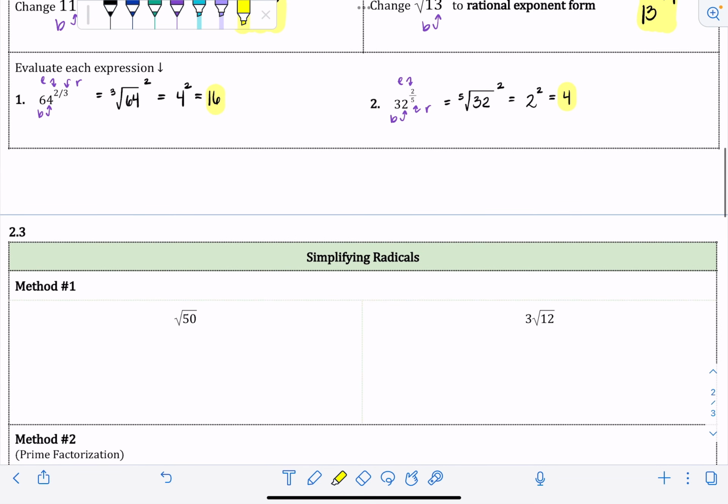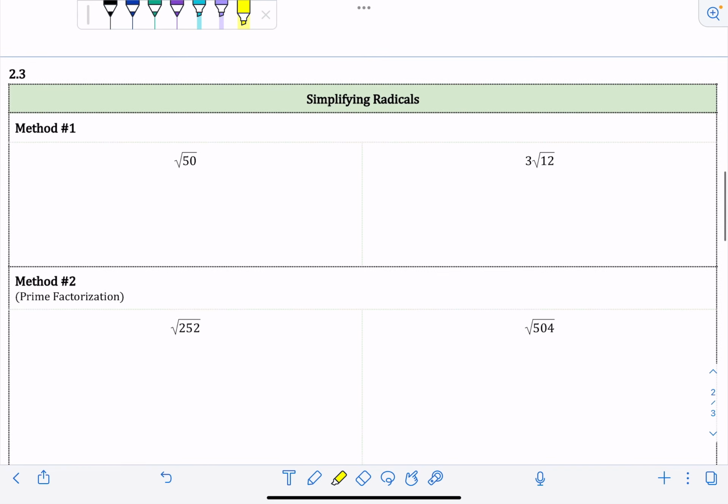And then the next section is 2.3, simplifying radicals. There are 2 different methods of simplifying radicals. They're both mentioned in your workbook. You can decide between the 2, but there are definitely certain cases where one may be more appropriate than the other, and we'll talk about those after. So method 1, there's not really a name for it. Method 2, you can see has a name, it's prime factorization. I like to think of method 1 as breaking something down, but prime factorization seems like breaking something down too, so I'm not sure what a good nickname would be.